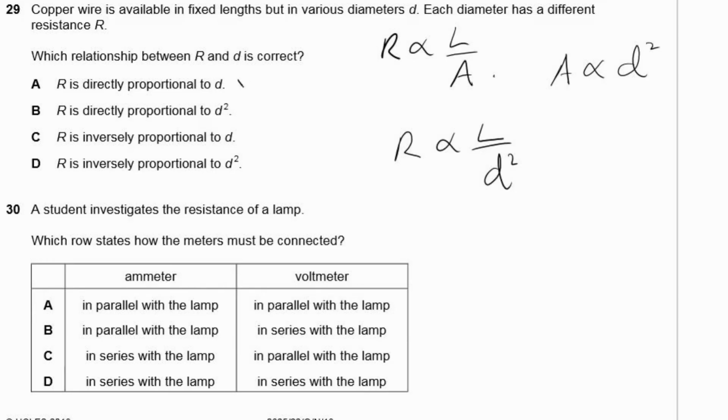So let's look for which one says that. R is directly proportional. No, it's not. It's not directly proportional at all. Inversely proportional to D? No. Inversely proportional to D squared? Yes. It's option D.